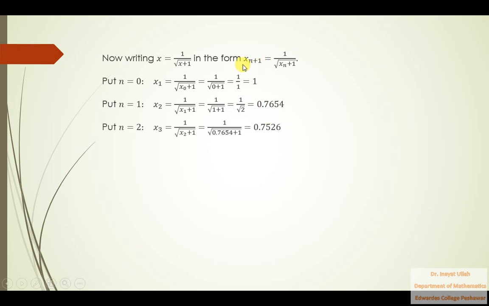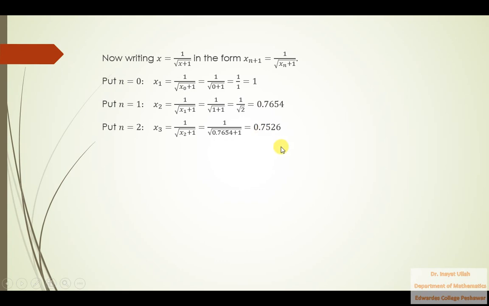Now put n is equal to 2 in this equation. We will get x3, which is equal to 1 by square root of x2 plus 1. But x2 has been calculated as 0.7654, so that is 0.7654 plus 1, and with the help of a calculator this value is 0.7526. We see that these two values of x are equal to each other up to 1 decimal place, but we need to find the solution up to 4 decimal places.